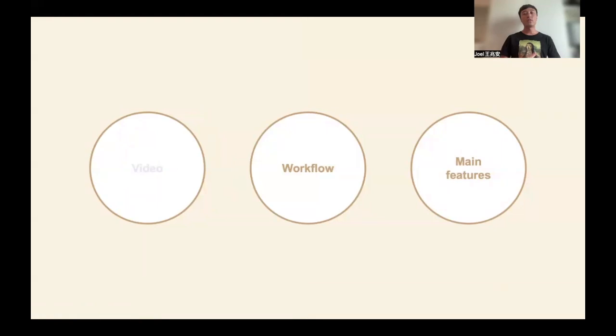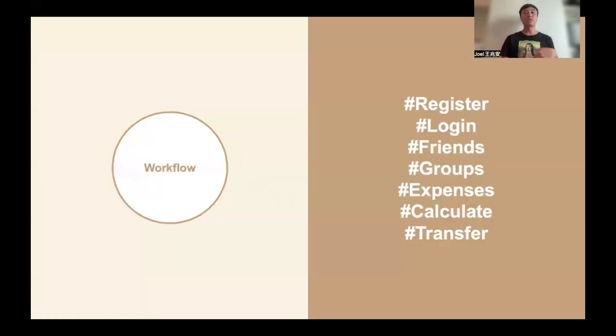After watching the video, we can start talking about the workflow of BillBuddy. Just like what you saw in the video, the user starts from register and login, and after the login, they can find their friends and create a group with their friends, and they can add expenses in the group, also using the currency calculator here. After they add all the expenses in the group, they can press the calculate button to get the balance of all the expenses. And after they know the result, they can start making the transfer.